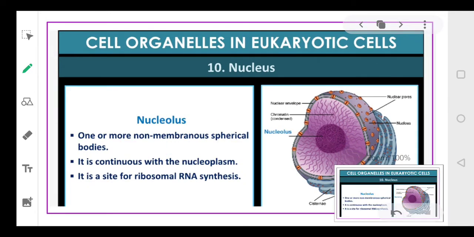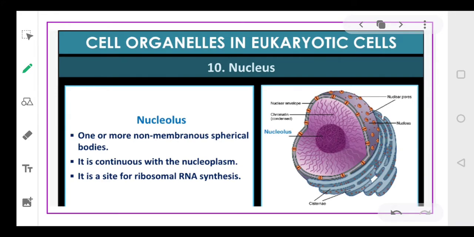Now, apart from the chromatin material, the third structure which is there is the nucleolus. So in the center of the nucleus, there is a darkly stained body, and this darkly stained body is called the nucleolus. What do we call it as? It is called the nucleolus. It is basically a spherical structure which is present in the nucleoplasm. Okay, and it is not surrounded by a membrane.